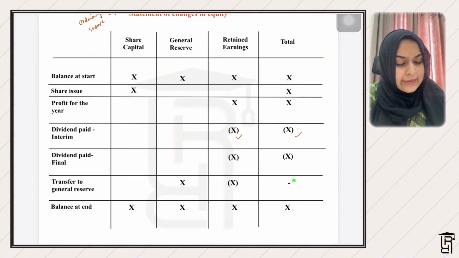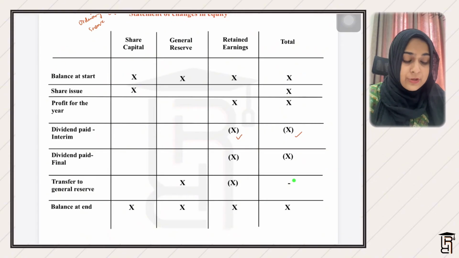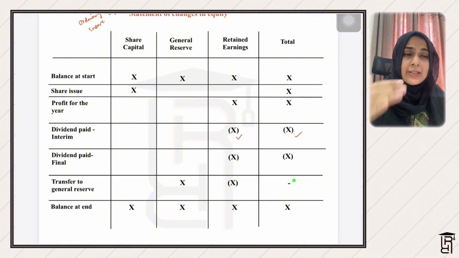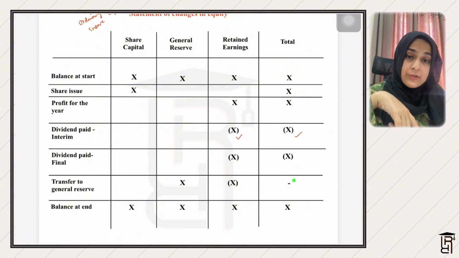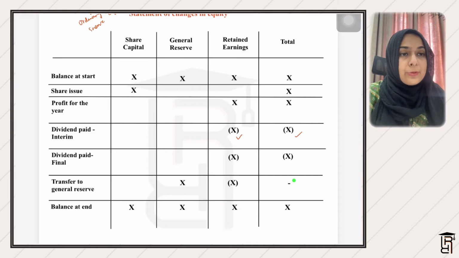So these balances at end are important for the statement of financial position, because when you're making the statement of financial position in the capital section, you'll write ordinary share capital, then general reserve, then retained earnings, and basically you'll write all these balances at end because we make the statement of financial position at the end of the year. So this will be the closing value of equity and reserves. There is a section in the statement of financial position for the capital section, it's called equity and reserves. So equity and reserves means these three: share capital, general reserve, retained earnings, and that's it. And then you total it.